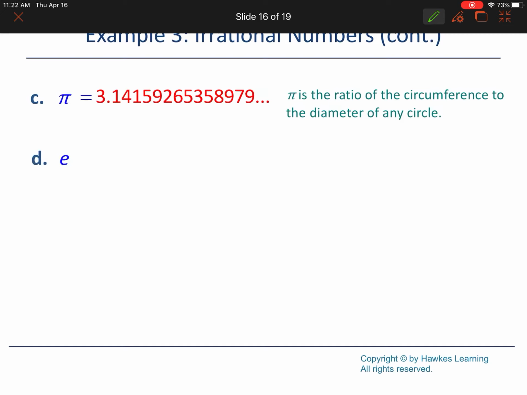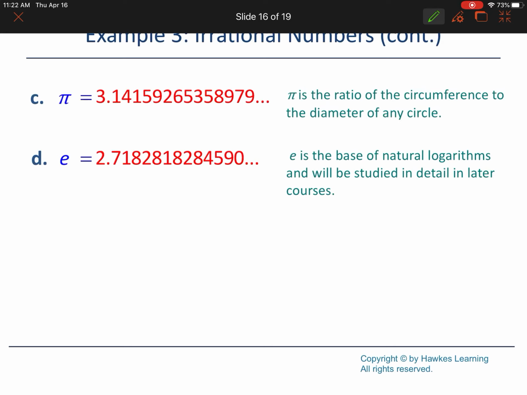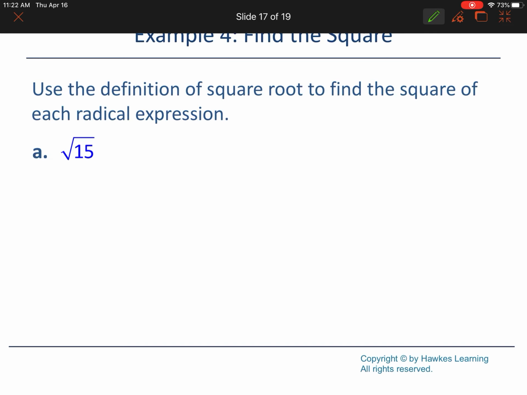Here's another irrational number. It's the number e, and it's named after a mathematician named Euler, whose name starts with E. And as you learn in your next class about exponentials and logs, then this becomes very important. But that's another irrational number. So there are quite a few irrational numbers.